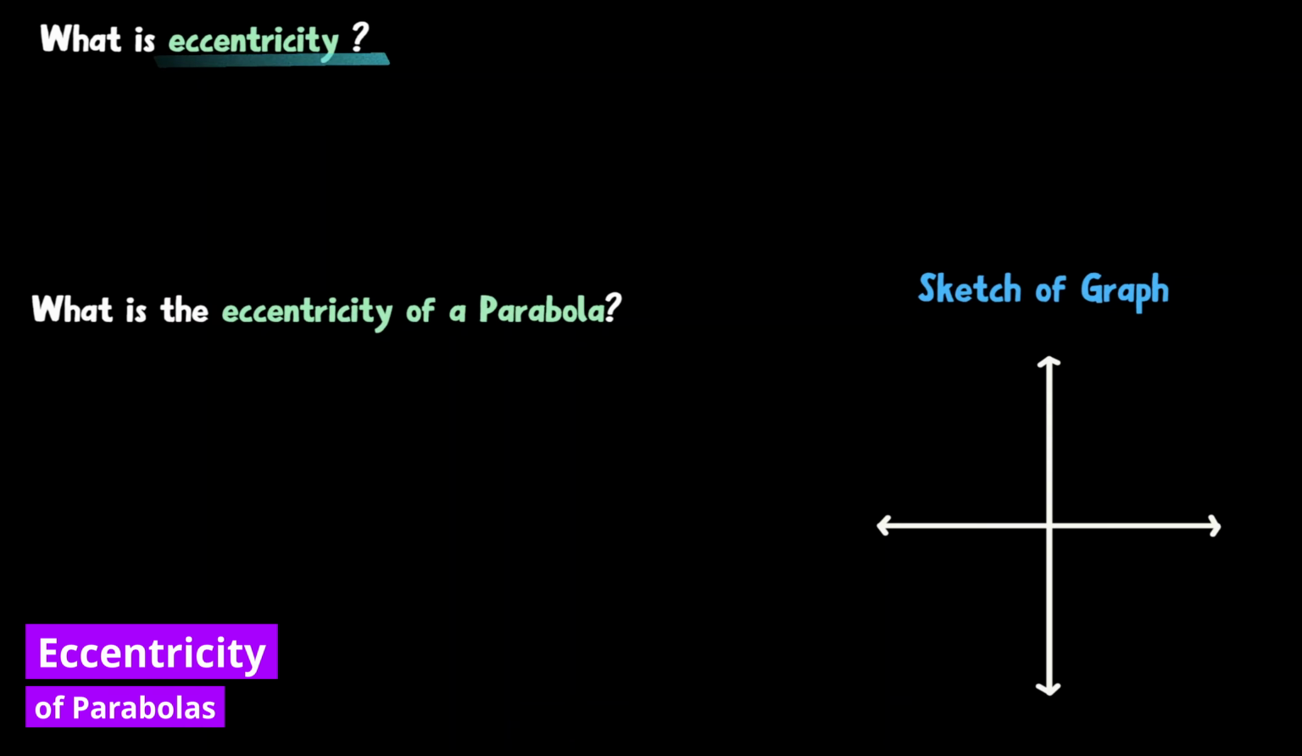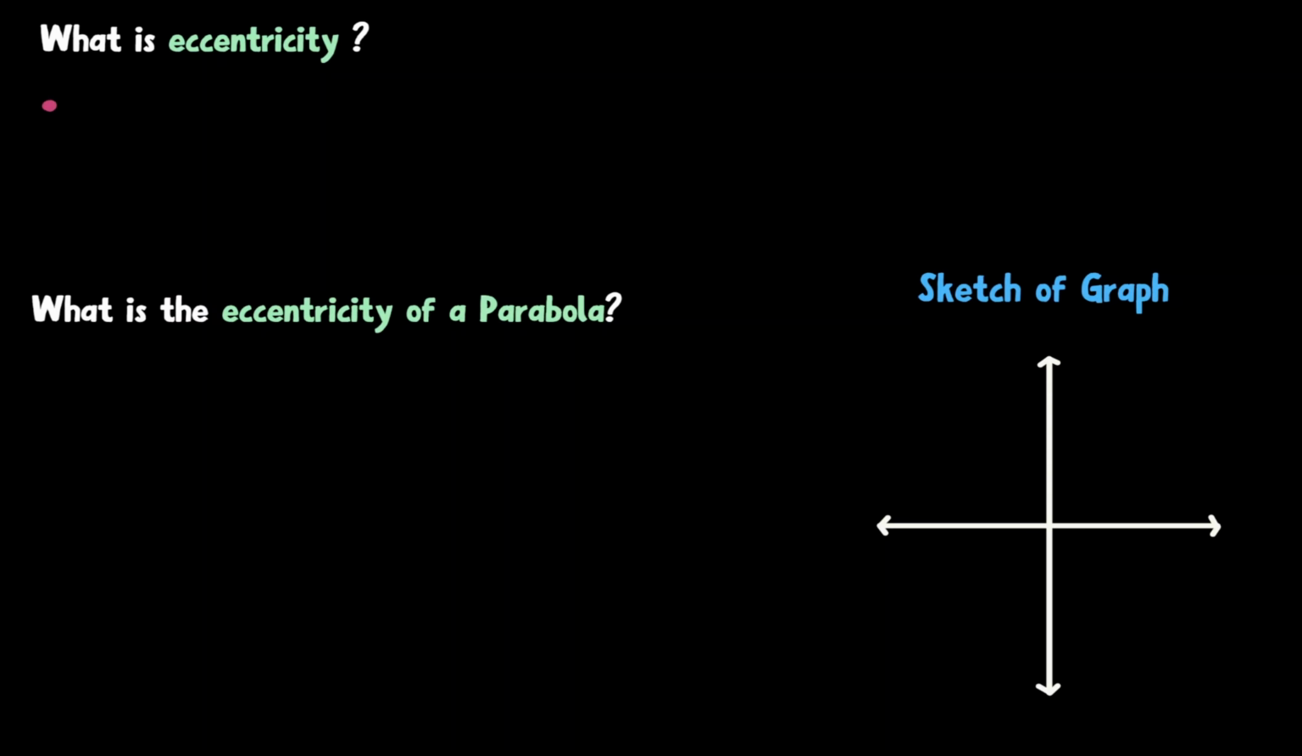Welcome. Let's understand the idea of eccentricity in a parabola. Well, eccentricity is a value that we use to classify conic sections depending on their curvature.